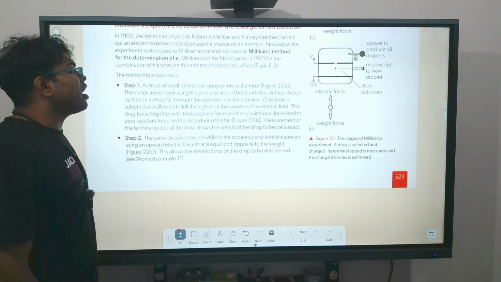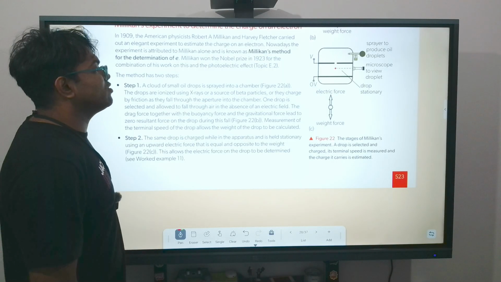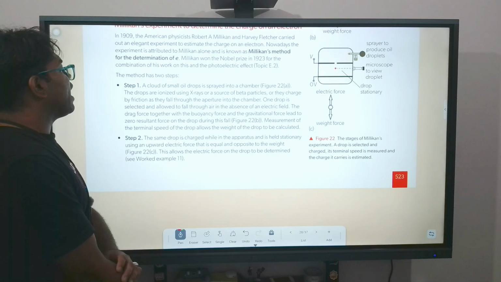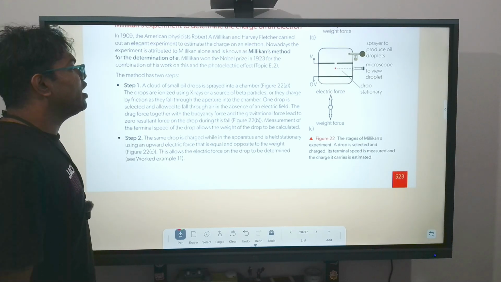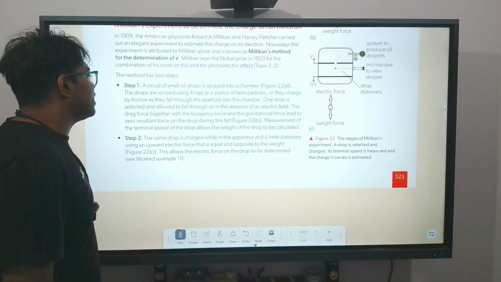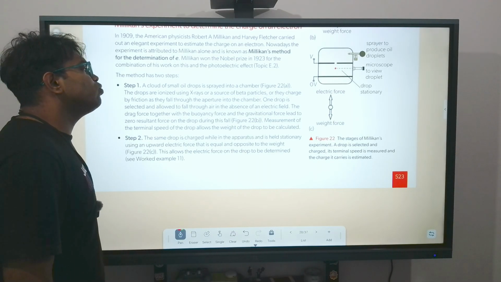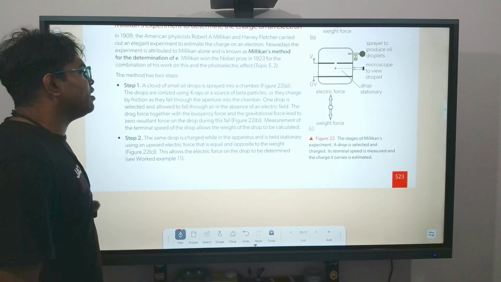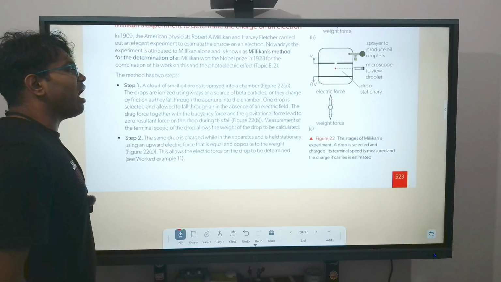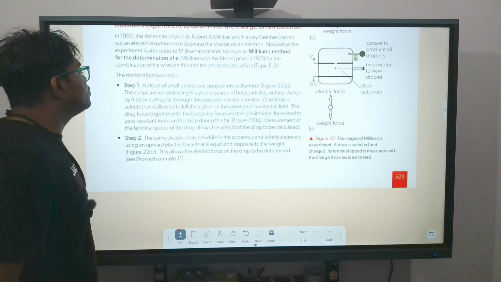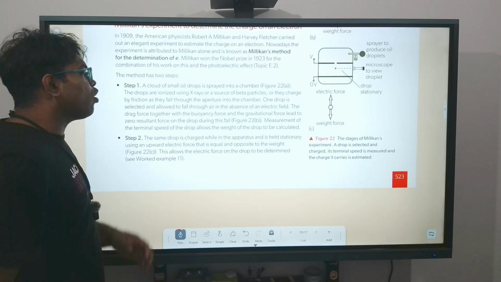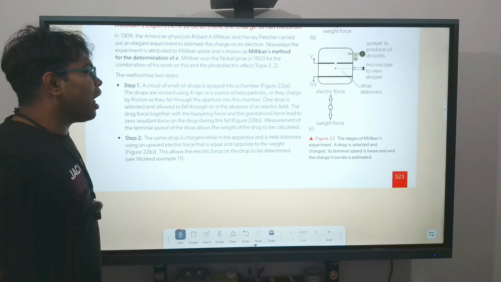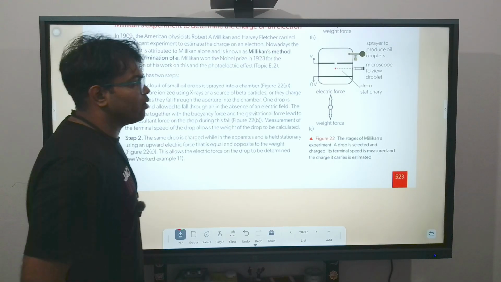These drops are ionized using X-rays as a source of beta particles, or they are charged by friction as they fall through the aperture into the chamber. One drop is selected and allowed to fall through air in the absence of an electric field. The drag force, together with the buoyancy force and the gravitational field, lead to zero resultant force on the drop during the fall. Measurement of the terminal speed of the drop allows the weight of the drop to be calculated.